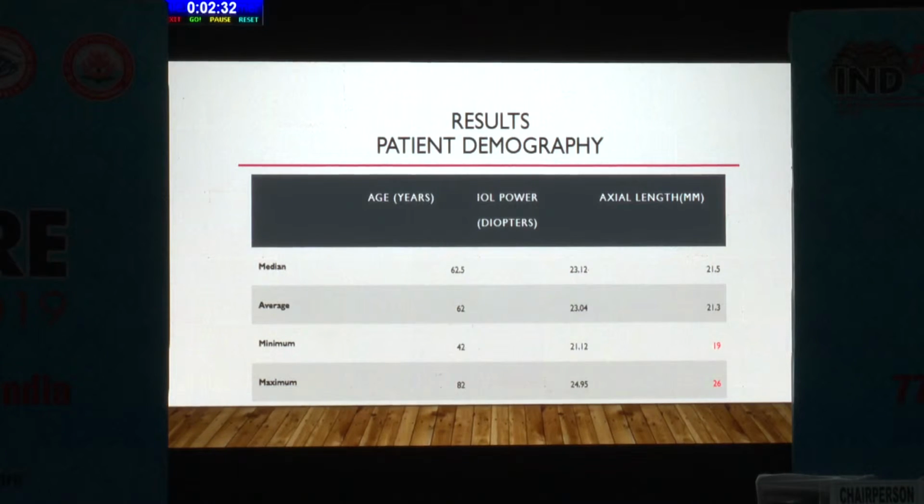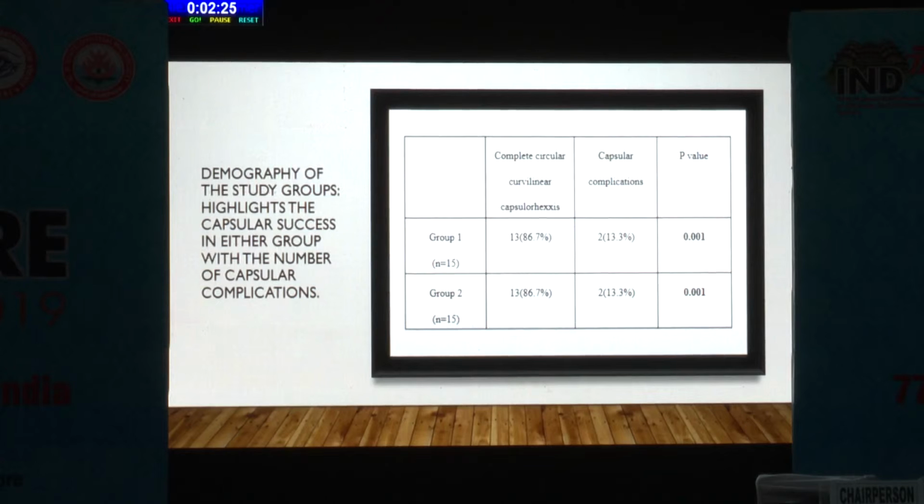For the patient demography, the axial length of these eyes ranged between 19 to 26 mm. We had hyperopes and myopes in the study. The biggest conclusion of this study was that the complete capsulorhexis success rate goes as high as 86.7%. It's not that you're not going to have complications. The most common complication we had was a PCR that happened in the end.